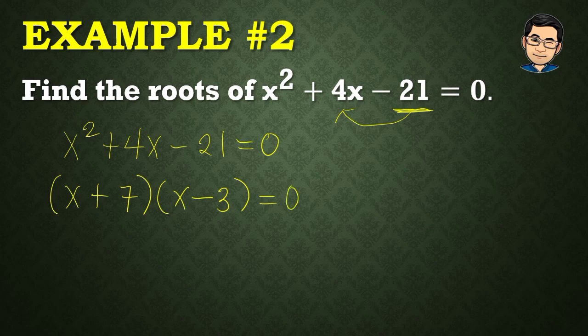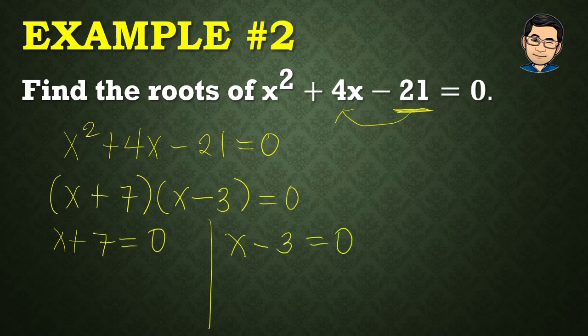And then, paano natin malalaman kung alin sa dalawa ang magiging positive o kung ano man yung sign ng middle term? So, kung alin yung pinakamataas dun sa dalawang number na yon, yun ang masusunod. So, ayan. And then, equate lang natin each term by 0. X plus 7 equals 0. And then, x minus 3 is equal to 0.